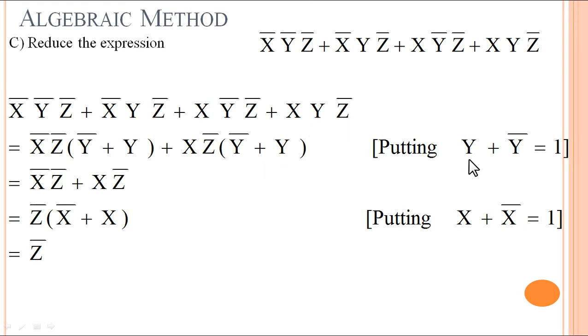As you know, y plus y bar is equal to 1, that is by the complementarity law. Place 1 over here, anything multiplied by 1 is that thing itself. So you get this expression. Then you take z bar as common between these two terms. The remaining will be x bar plus x. Again by the complementarity law, x plus x bar is equal to 1. The remaining one we get is z bar. The whole expression results in the complement of z. The resultant in the truth table, or the output, is the complement of z.